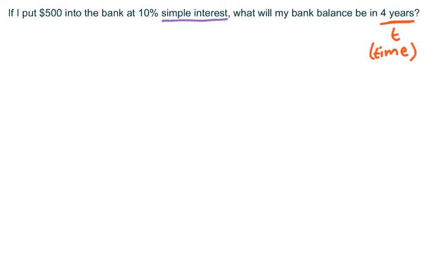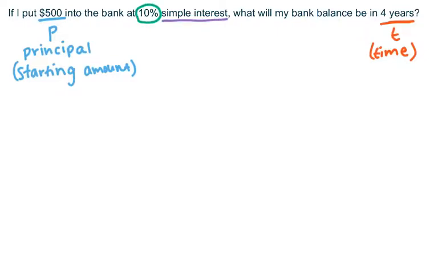So we know we're working with simple interest. Let's label a few more things. So the $500 is my starting amount. We call that P for principal. And this is always your starting amount. Okay? That's how much you're putting in at first, or how much you're borrowing initially, etc. And then we also have this 10%. We call that R for your rate.